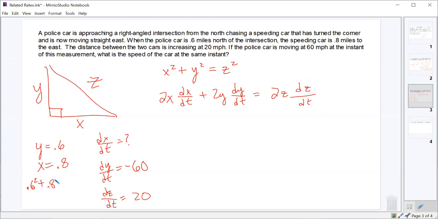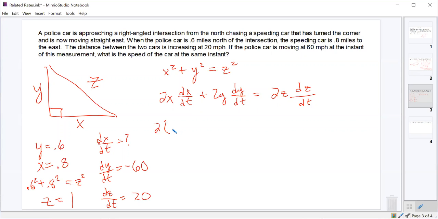Just use our Pythagorean theorem. 0.8 squared plus 0.6 squared equals z squared. And what does that give you for z? z should equal 1. So now we have x, y, and z to plug in. We've got dy/dt and dz/dt to plug in. We just need to plug them in and find dx/dt.